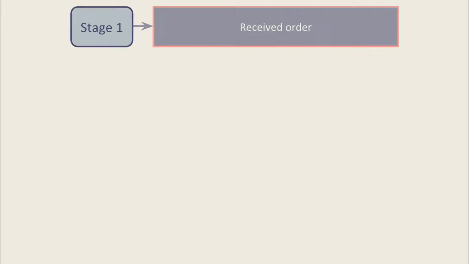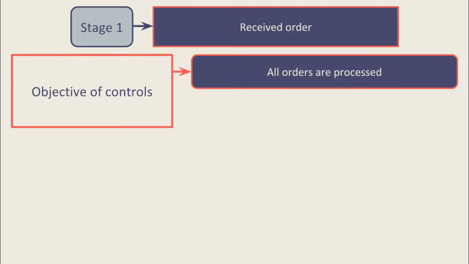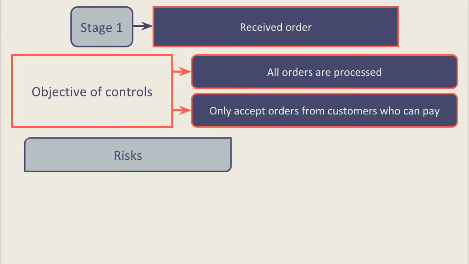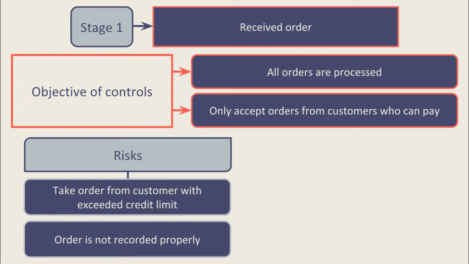Stage 1, when the order is received, is usually in the sales department. It could be taken over the phone, via a website or by email. A sales order should be produced for each order received. The objective of controls at this stage is that all orders are processed and customer orders are only accepted for customers who can pay. An example of risks are: an order is taken for a customer who has exceeded their credit limit, or the order is not recorded properly.